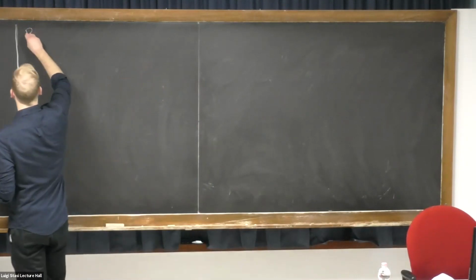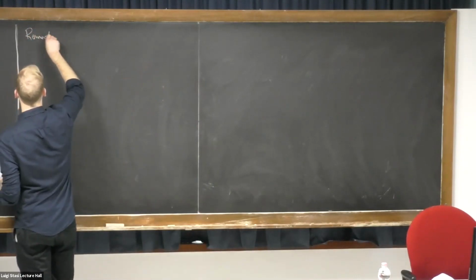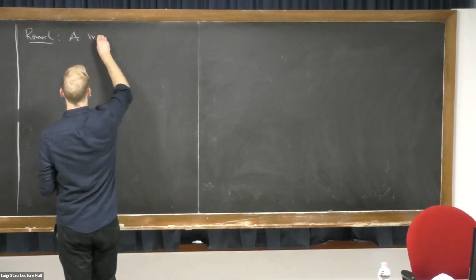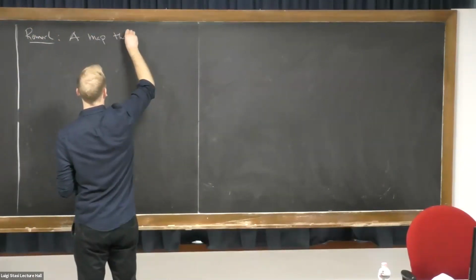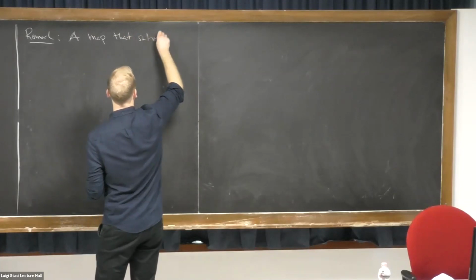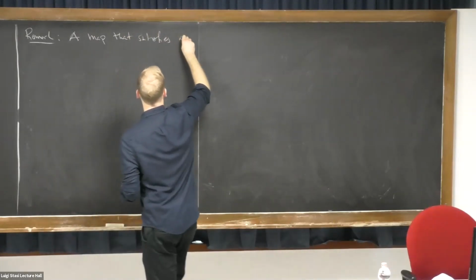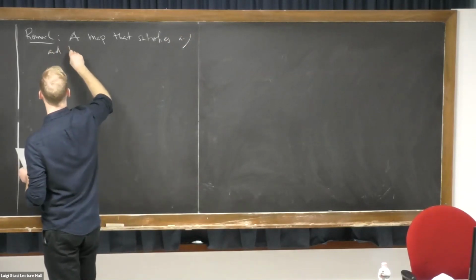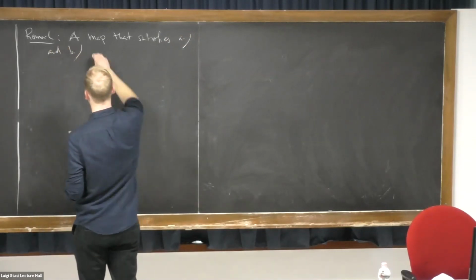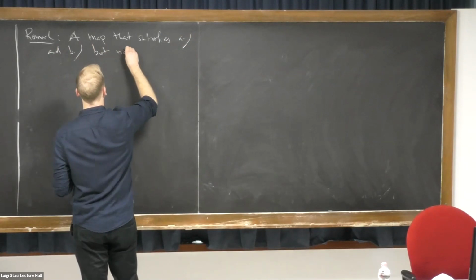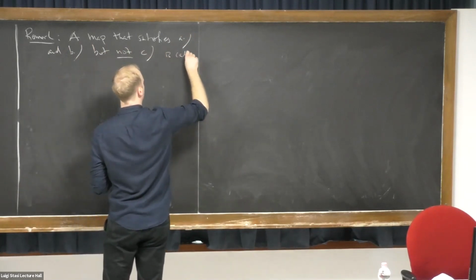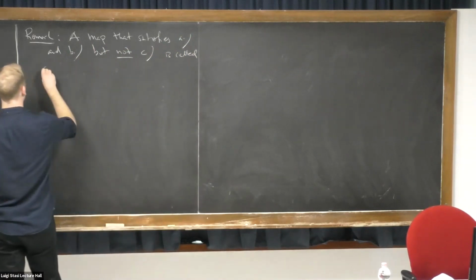So now a remark. A map that satisfies condition A, differentiability, and condition B, which is angle preserving, but not C, is called anti-conformal.